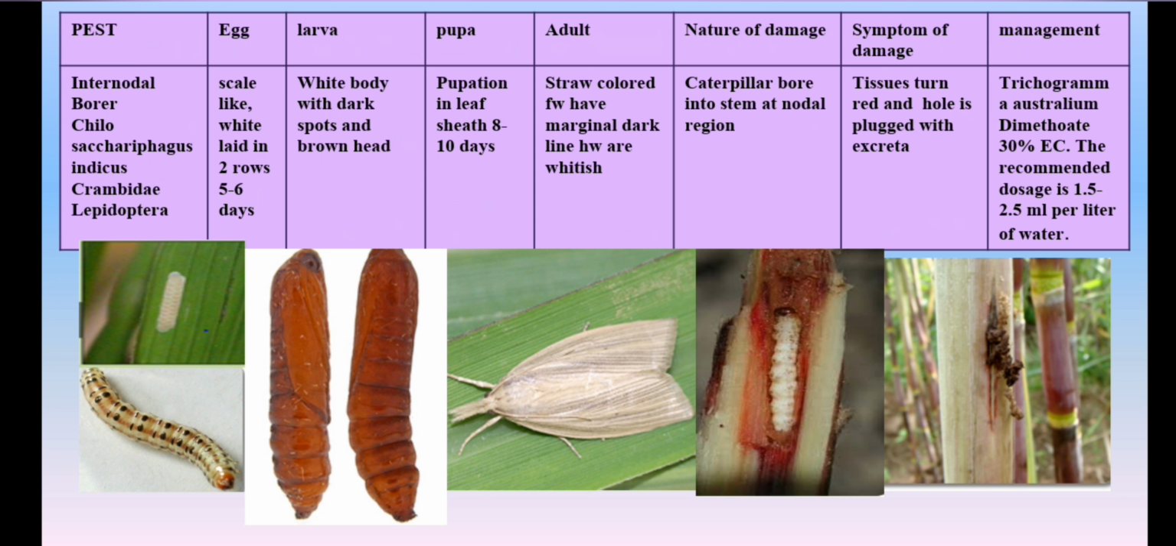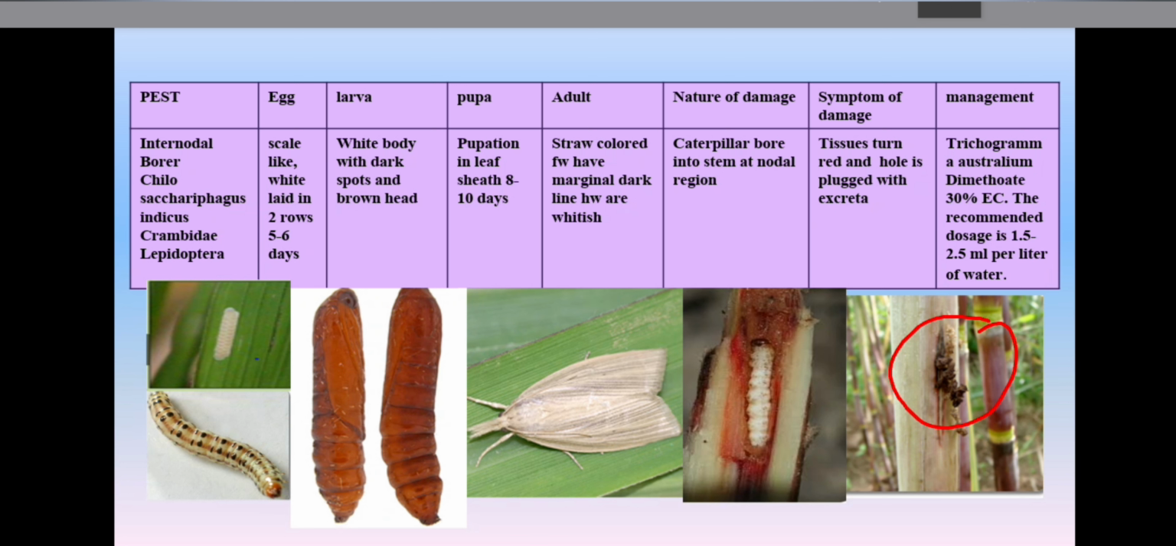And nature of damage: the caterpillar bores into the nodal region of the stem. It bores into the stem near the node and starts eating inside the stem. As a result, wherever the larva is damaging, that portion of tissue will turn red in color. It will make a hole at the internode or nodal region, and that hole will be covered with excreta. Here you can see the last image. And here you can see the management.